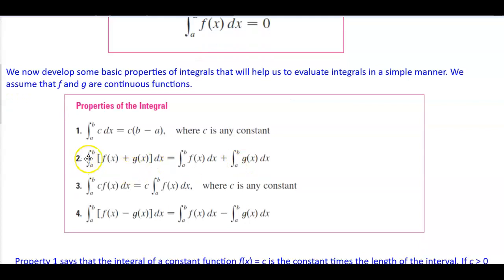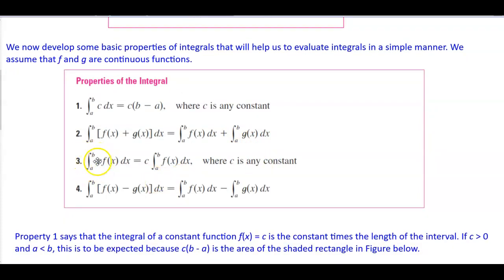Number 2, if we have an integral that goes from a to b of f of x plus g of x dx, we can separate this with addition. We can say that it is the integral from a to b of f of x dx plus the integral from a to b of g of x dx.